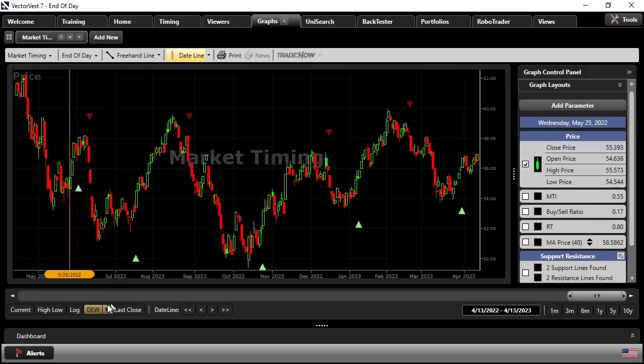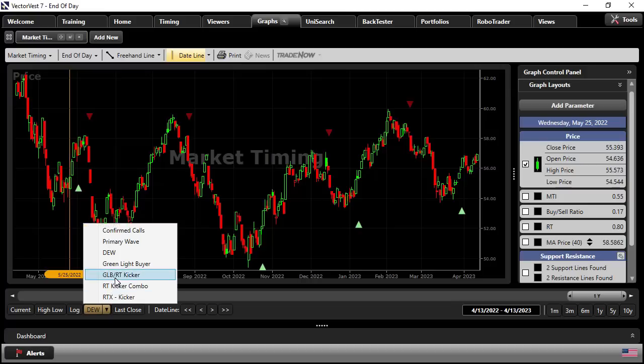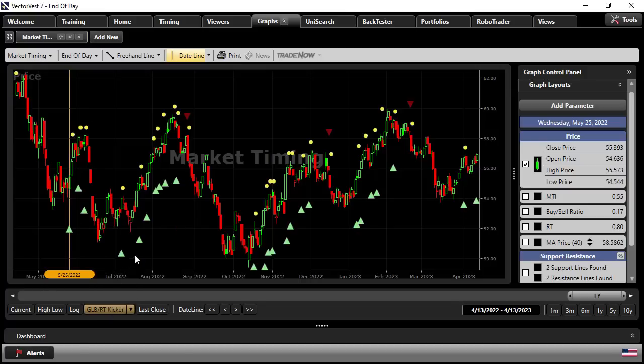Now let's do that again. We'll change our signal back to the green light buyer RT kicker. After that down call, our next up signal was here on July 7th. Now we see the market moved higher the next day, but ended up reversing. I'm going to assume the market was up in the morning and I took a trade.